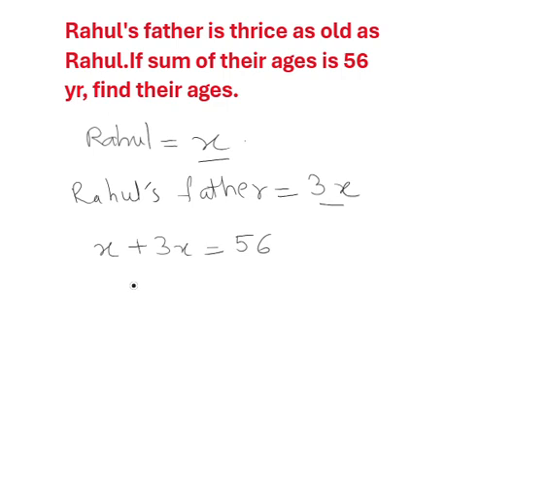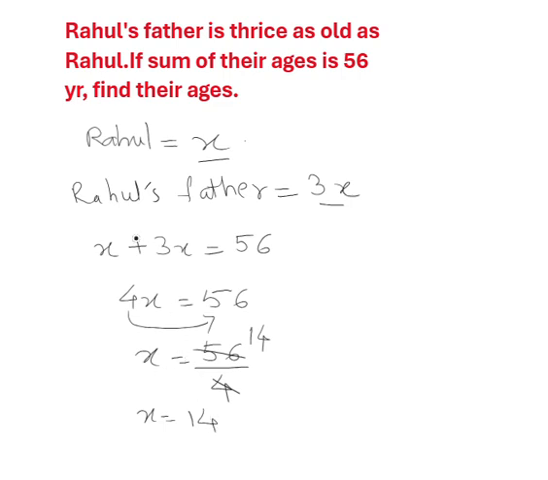So x plus 3x will be 4x is equal to 56. Now this 4 will go here in the division part as it is in the multiplication part here. So 56 divided by 4, it will easily get cancelled and you will get 14. So x is equal to 14.